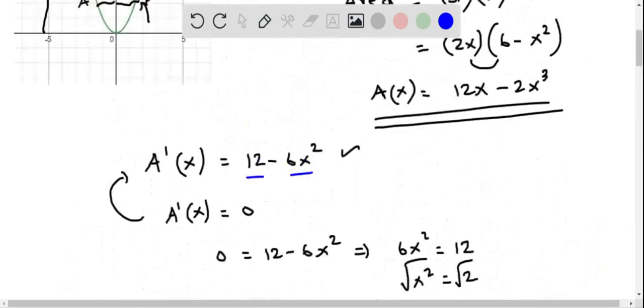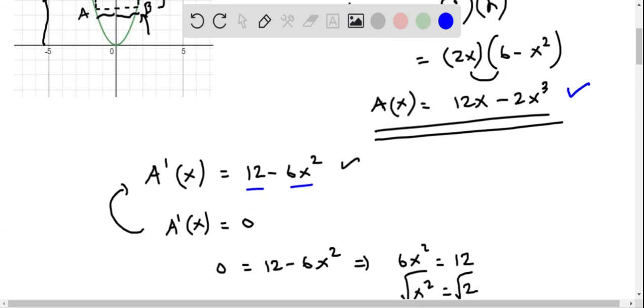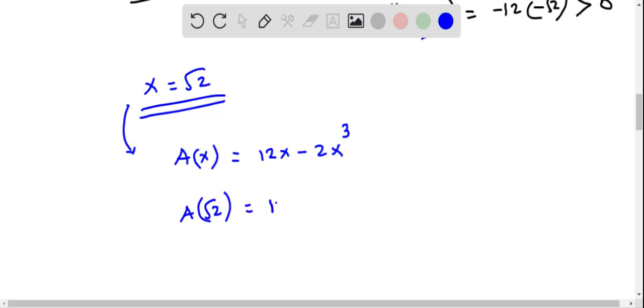So now let's find the maximum area. For that we have to use this area function. So let me copy the area function. We have A of x, and this equals 12x minus 2x cubed. So to find the maximum area, we have to plug in this critical number which we found in previous steps into this area function. So when we do that, we get A of root 2, and this equals 12 times root 2 minus 2 times root 2 quantity cubed.